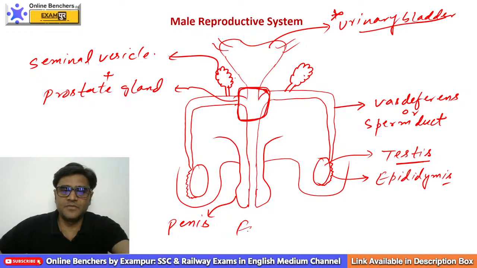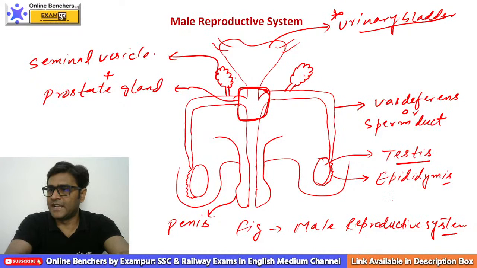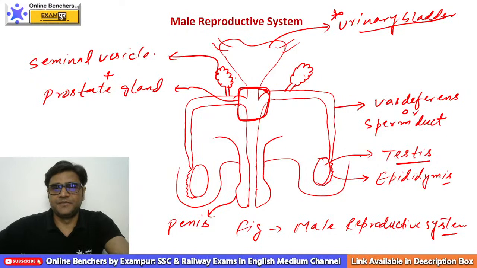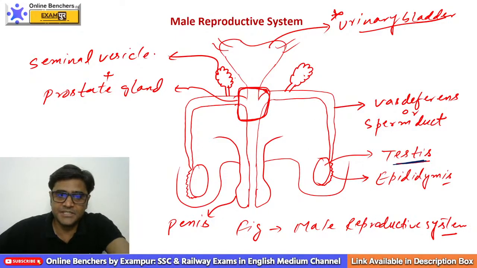So this is the diagram of the male reproductive system. The diagram is clear. Now, as we know, sperms are formed in testis. What is the function of the testis? Sperms are formed in testis. And with the help of these tube-like structures known as vas deferens, sperms reach this junction.